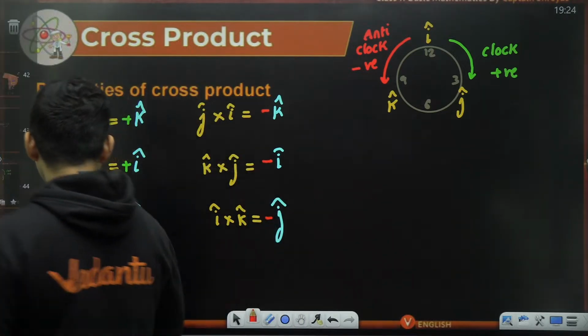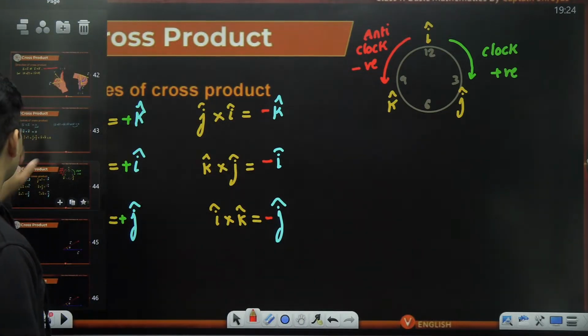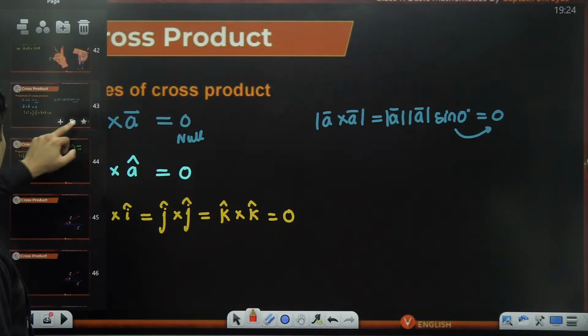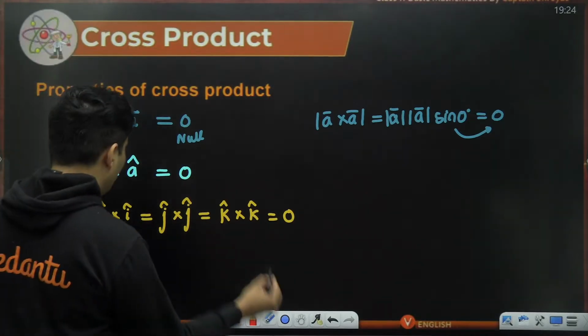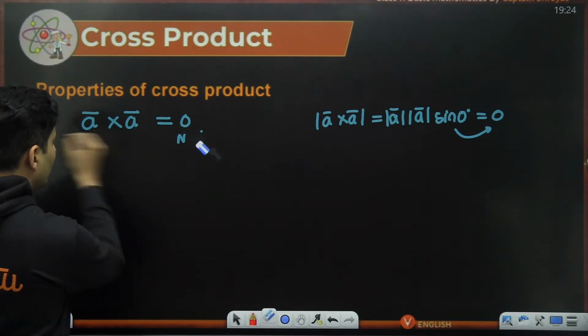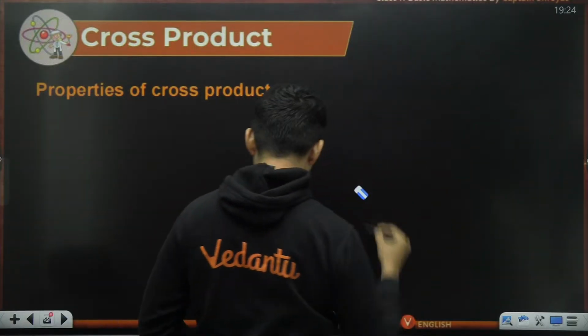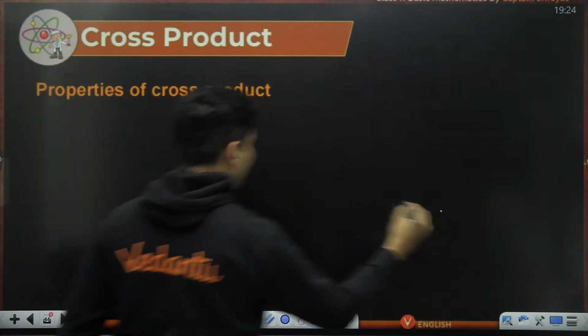Yeah. Sir, this is cool, sir. Sir, are there some more properties that I should be aware of? Yes. Before going to problems, there is one last property which I need to tell you, and that is your distributive property. Just like in dot product, we can distribute things.